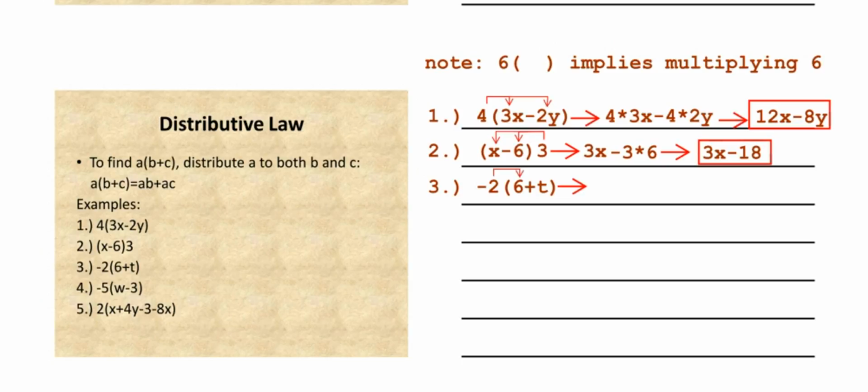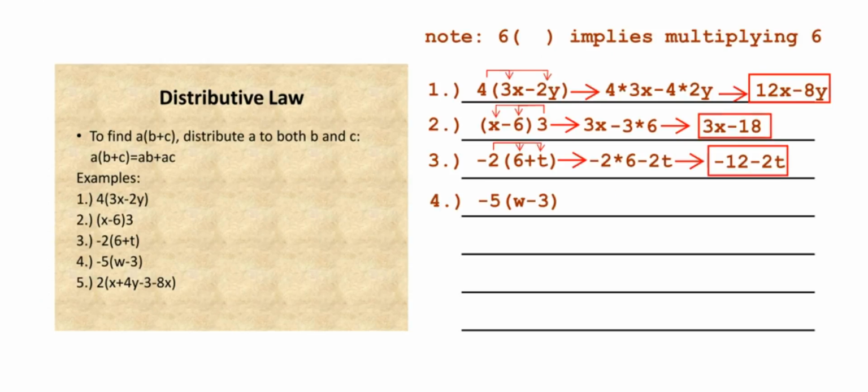Okay, so let's try distributing here. We have negative 2 times 6 gives us negative 2 times 6. Negative 2 times t gives us negative 2t. And finally, negative 2 times 6 gives us negative 12 and minus 2t. So there's our result for this one.